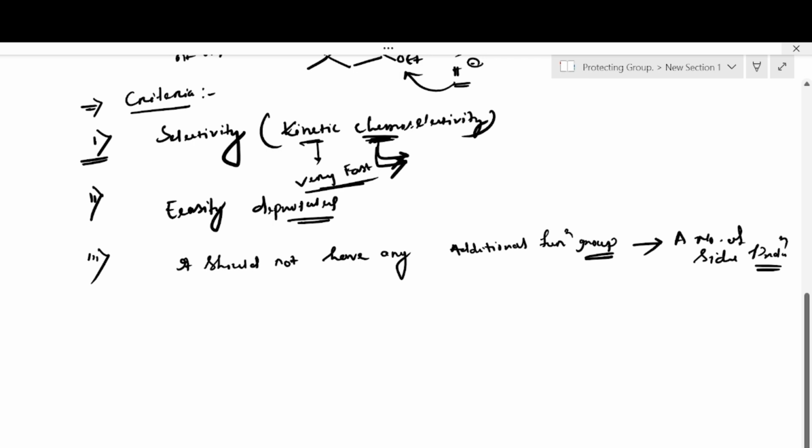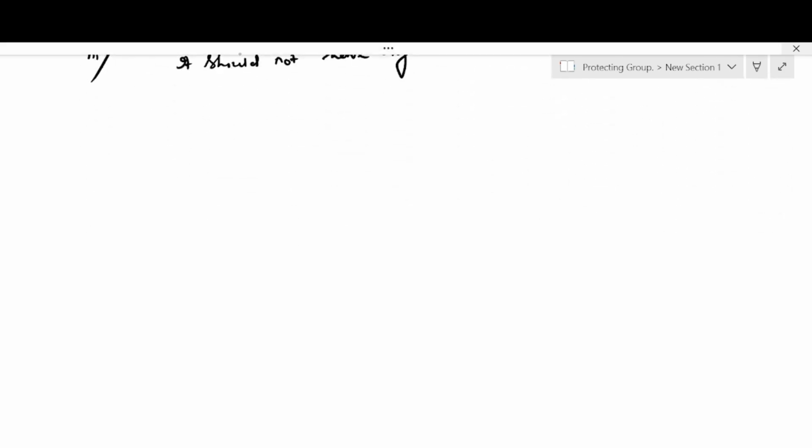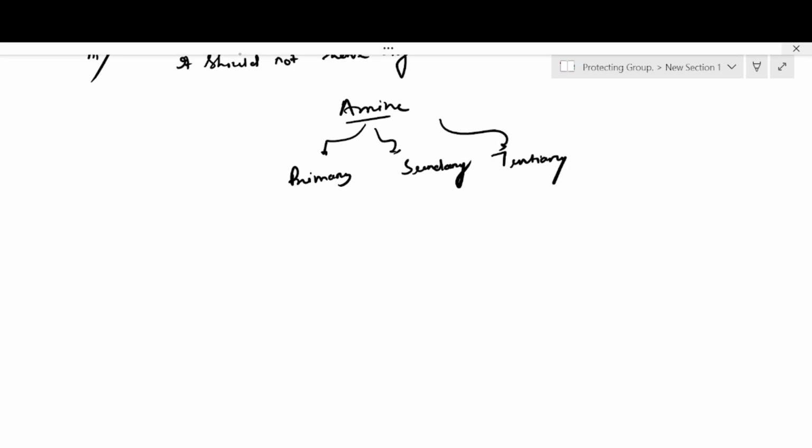So let's start with the protection of amine. How to protect amine? What do you mean by amine? There are three types of amine: primary amine, then secondary, then tertiary amine. Primary amine is nitrogen containing two hydrogens. Secondary amine means nitrogen contains one hydrogen, and tertiary amine is nitrogen containing no hydrogen.